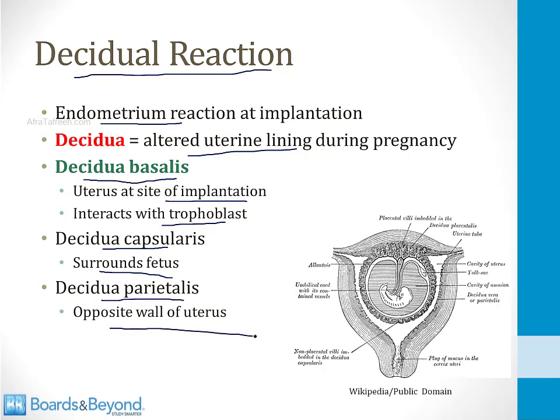All three of these subtypes of decidua are shown in this drawing on the screen here. So this is the decidua basalis right here. It's at the site of implantation where the placenta will form. This is the decidua capsularis. It surrounds the fetus. And then finally, on the opposite wall, you can find the decidua parietalis.